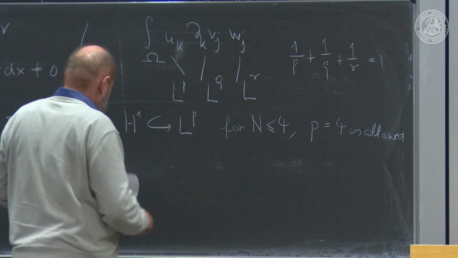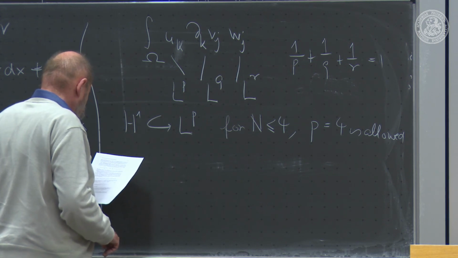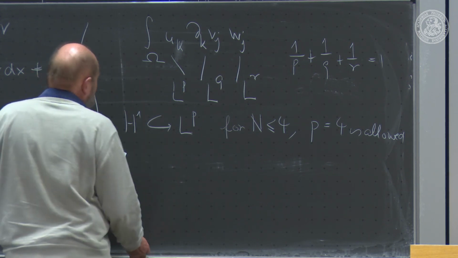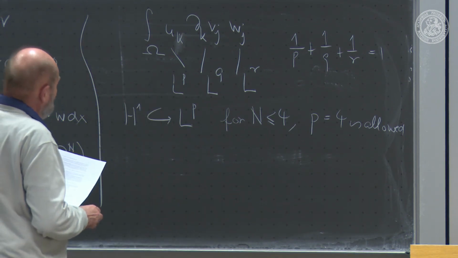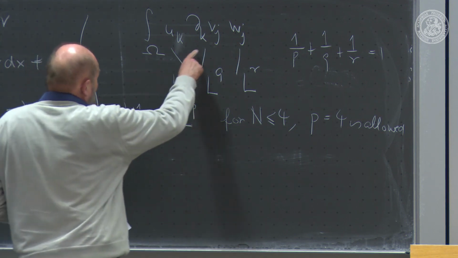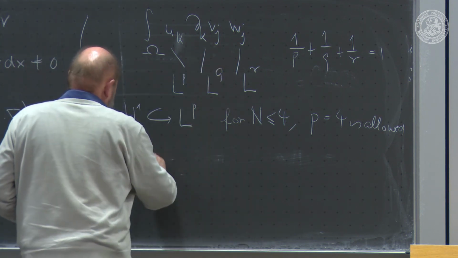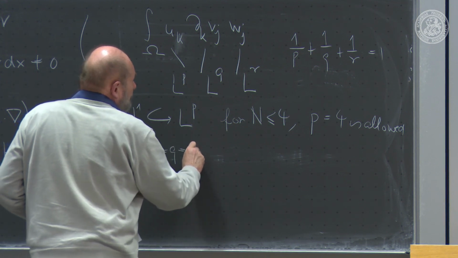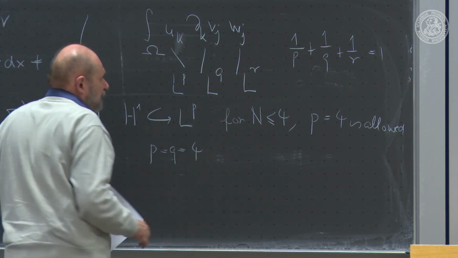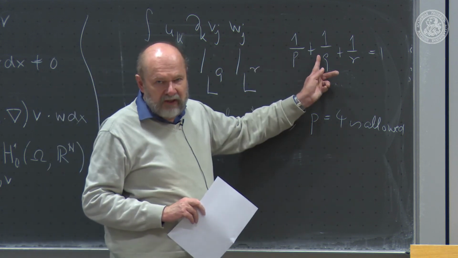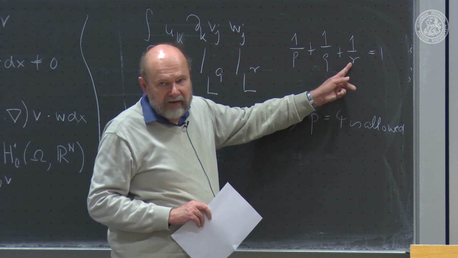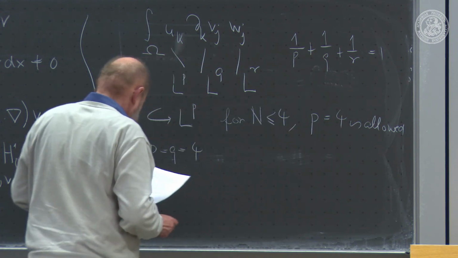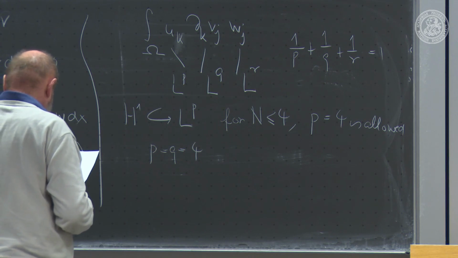So what does that mean? We can choose here to make this thing well defined. So here and here we have our H1 function. So here we take P equals Q equals 4. So we have 1 over 4, 1 over 4. And so here we have a 1/2 left. So we can choose R. I think this should be okay. Where is it set?